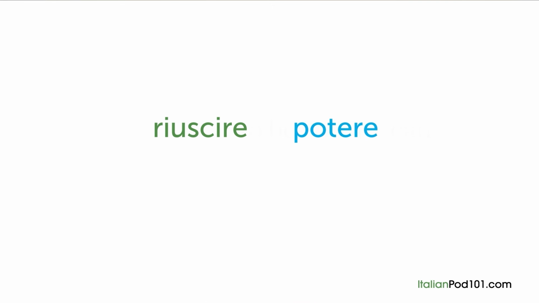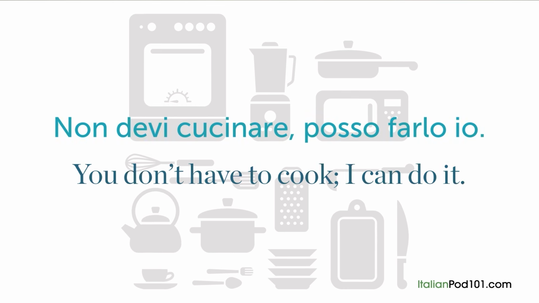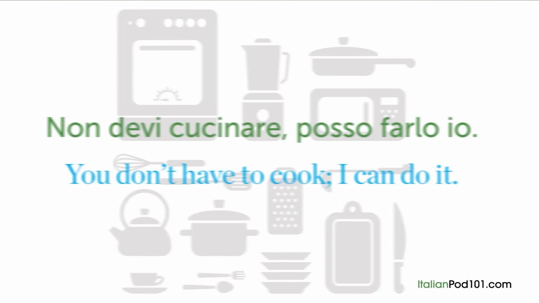Potere is translated as to be able to or can. It indicates the capacity and or possibility to do a determinate action. For example, non devi cucinare, posso farlo io. You don't have to cook, I can do it.